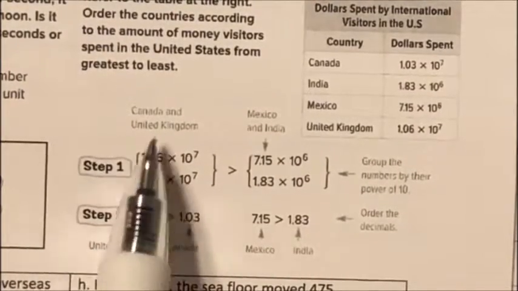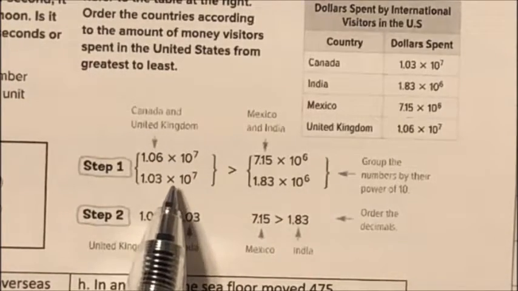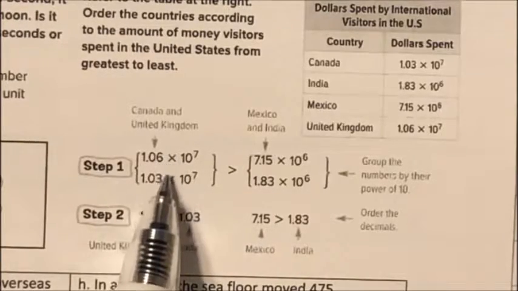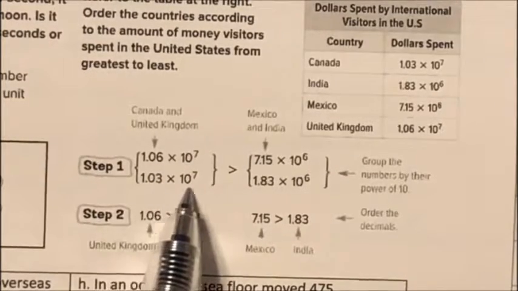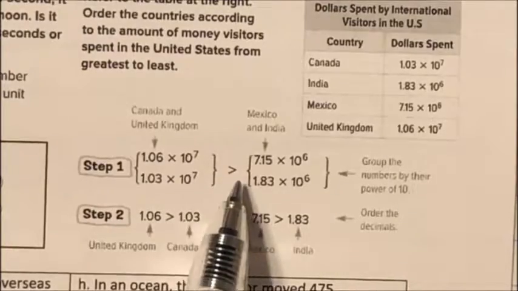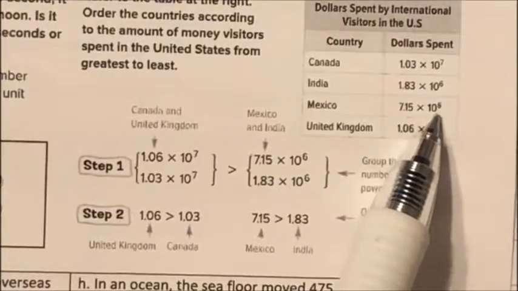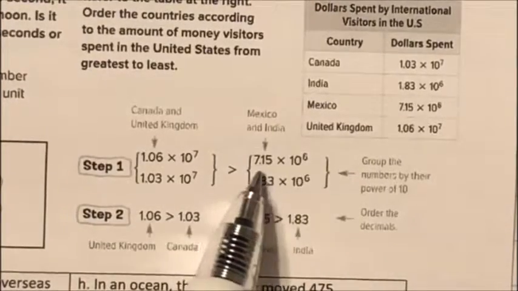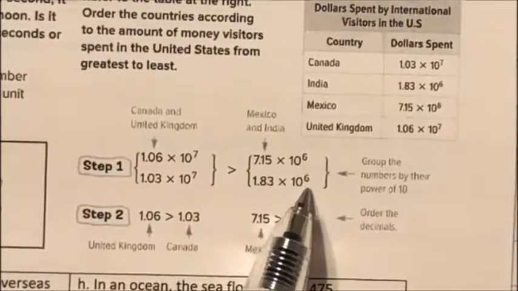So I can notice Canada and United Kingdom, right? Canada and United Kingdom, 1.06 times 10 to the 7th and 1.03 times 10 to the 7th. They're greater because they have a larger power. This is 7 and this is 7, right? Then India and Mexico, who each had 10 to the 6th, so 7.15 times 10 to the 6th and 1.83 times 10 to the 6th. Okay, does that make sense?